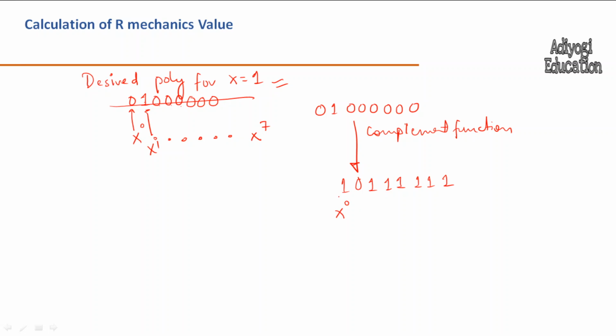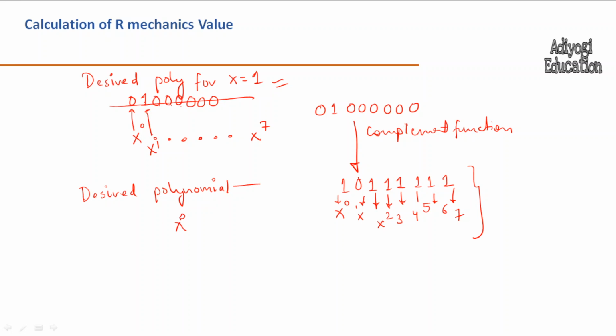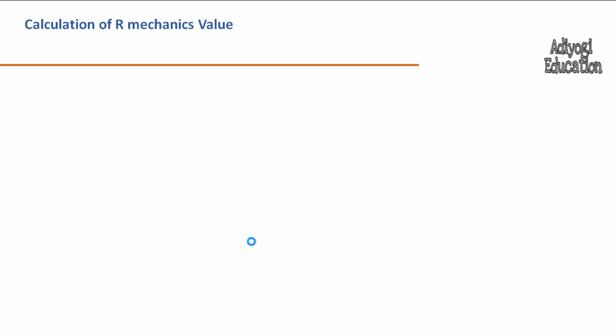Now rewrite x bar 0, x power 1, x power 2, 3, 4, 5, 6 and 7. It means my desired polynomial is x power 0, or I can just write it as 1, plus x bar 2, x bar 3 up to x power 7. This is my desired polynomial. Please remember that sometimes they may ask directly for the desired polynomial. So we have completed our second step.